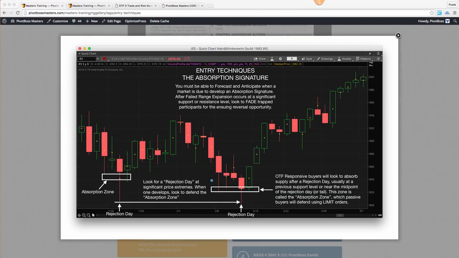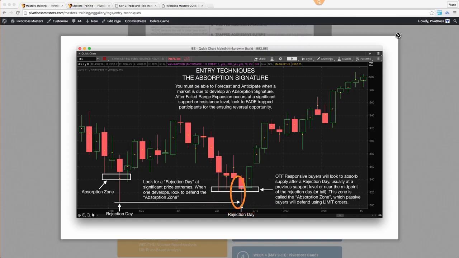It doesn't happen all the time. It happens at significant tops and bottoms, right? And it also happens in the midst of an up-moving market. You know, you'll get them here and on the way down as well. But the major turning points, they look like this.